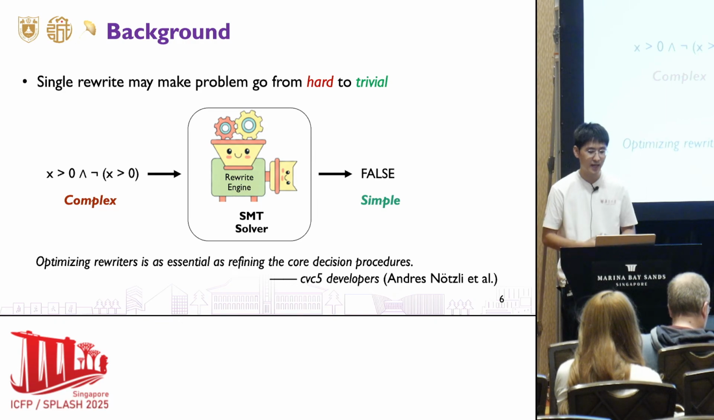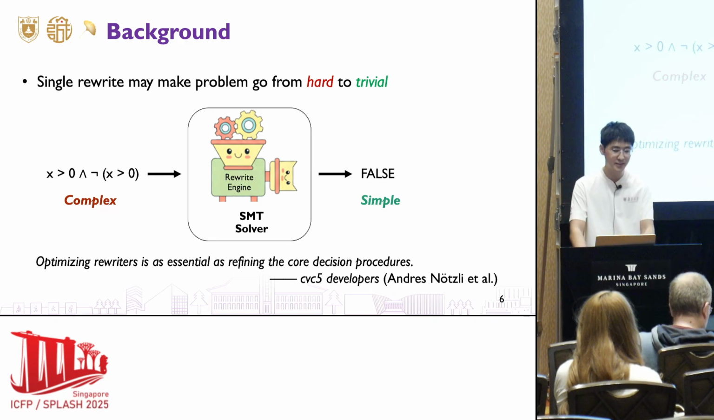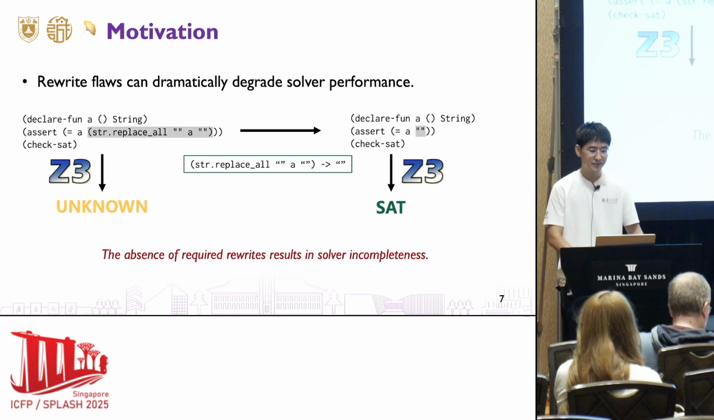The rewriter is the engine that simplifies formulas. It applies a lot of rewrite rules to transform formulas step by step into forms that are easier for the solver's core engine to handle. Developers of the solvers have even said improving the rewriter is as important as improving the solver's core decision procedure. And if the rewriter is buggy, the impact can be very, very serious.